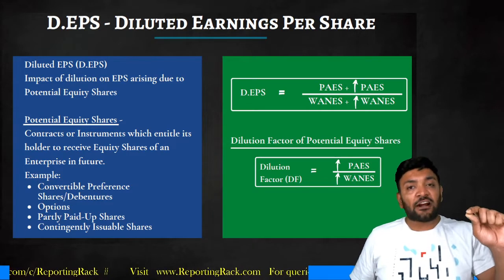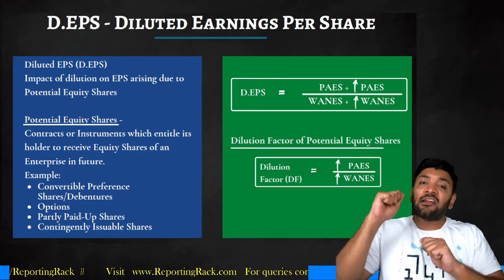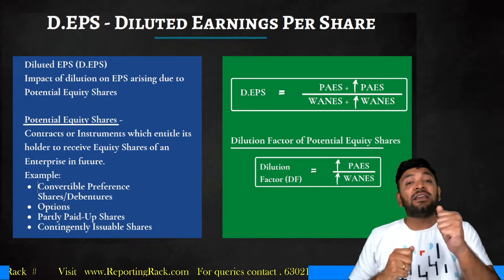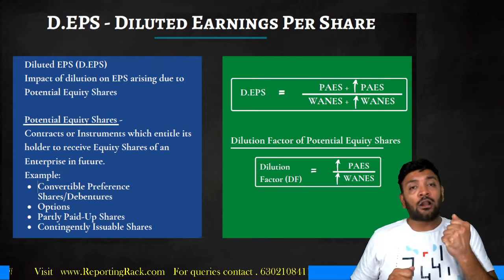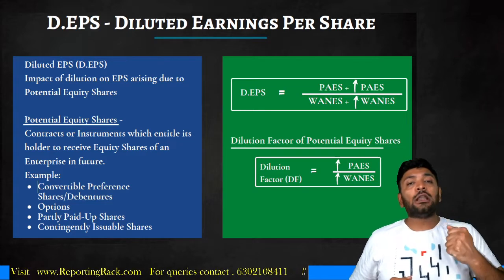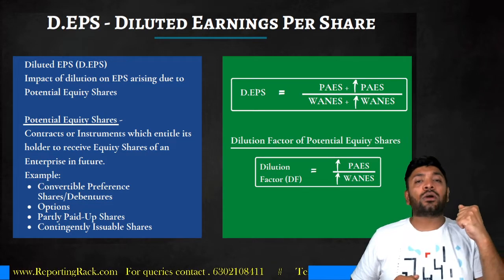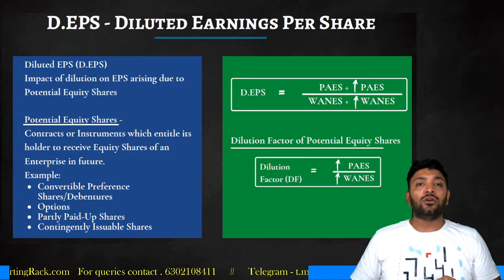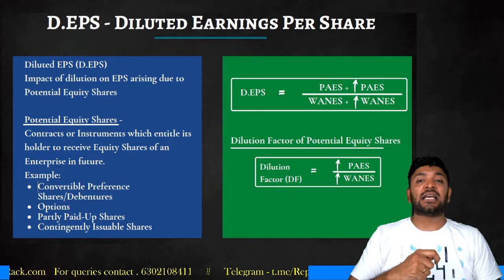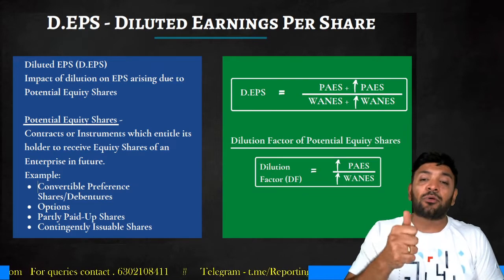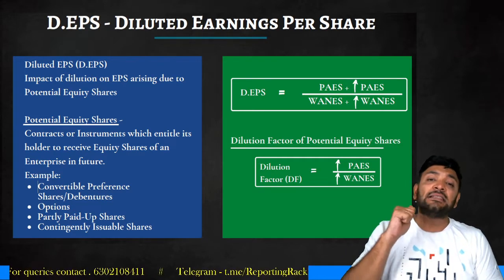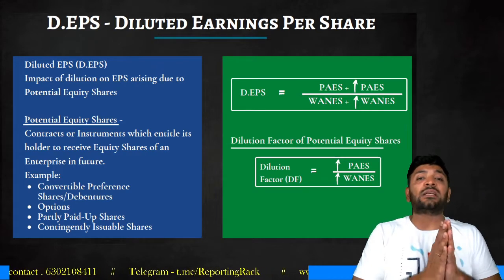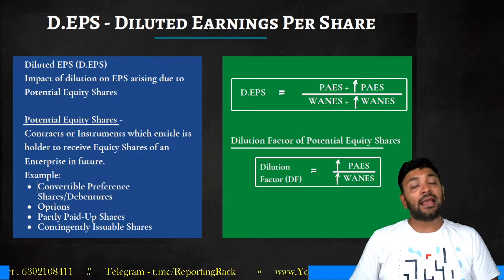So today I find it as a contract, or today I find it as an instrument. This instrument or contract is giving the holder a right. The holder of the instrument has a right to receive equity shares of the enterprise in future. So when he receives these equity shares in future, your weighted average number of equity shares increases. When there is an increase in the weighted average number of equity shares, automatically there is a dilution in the value of EPS. Examples, please.